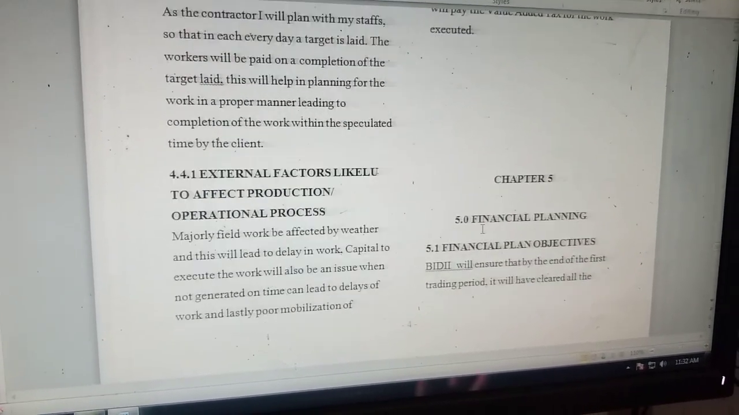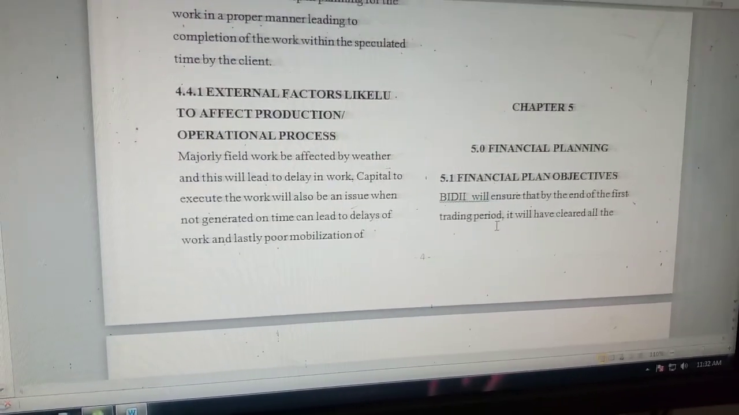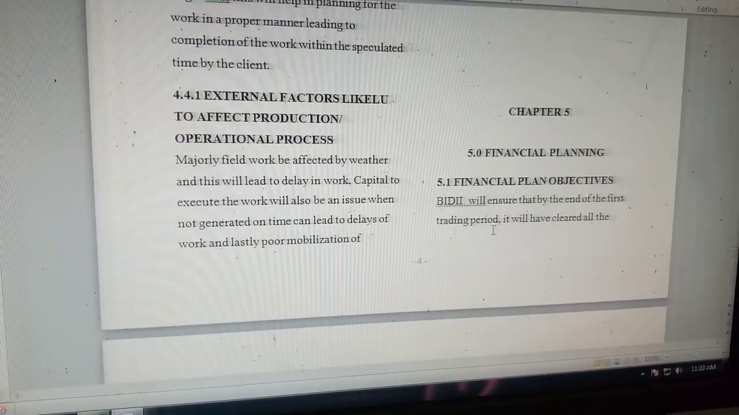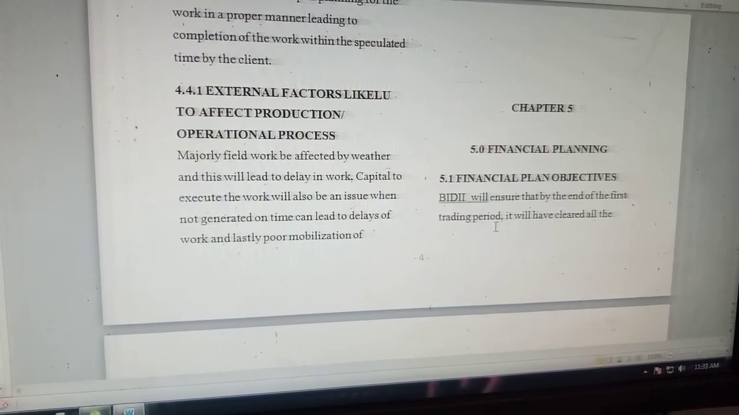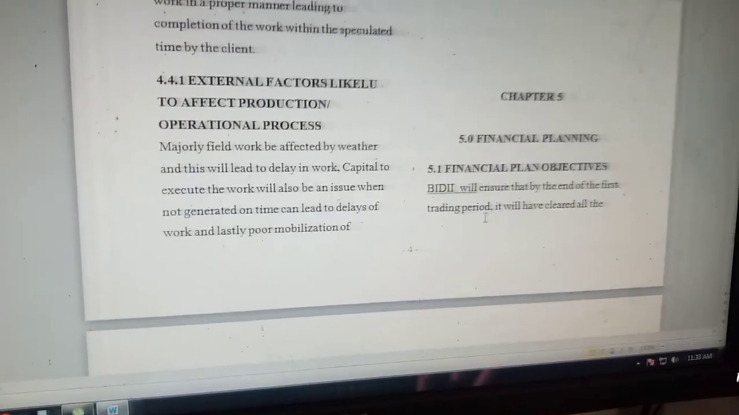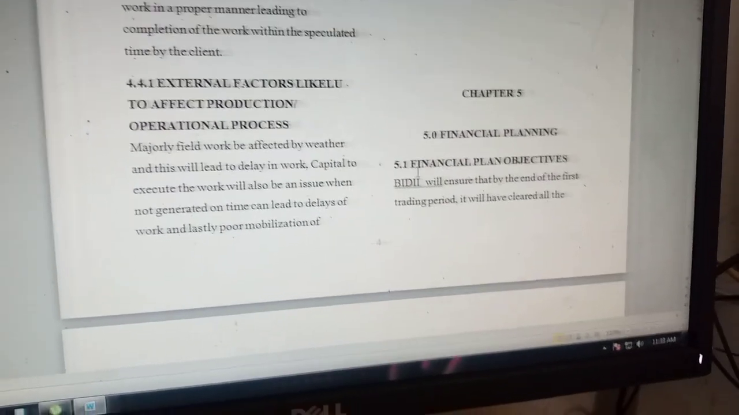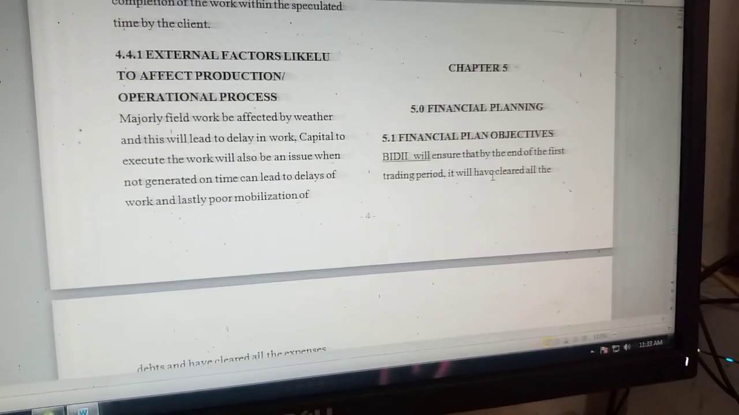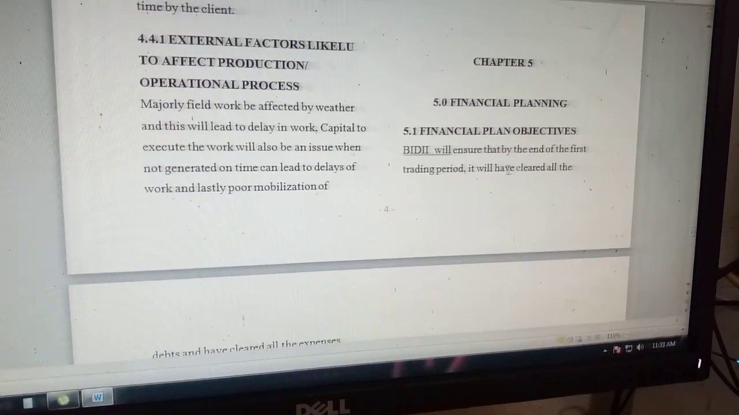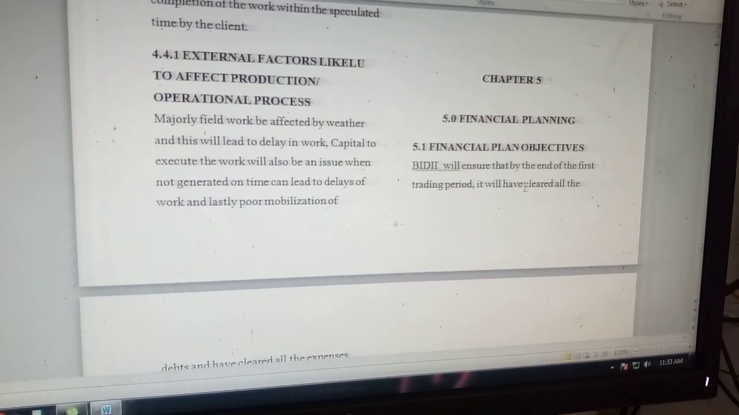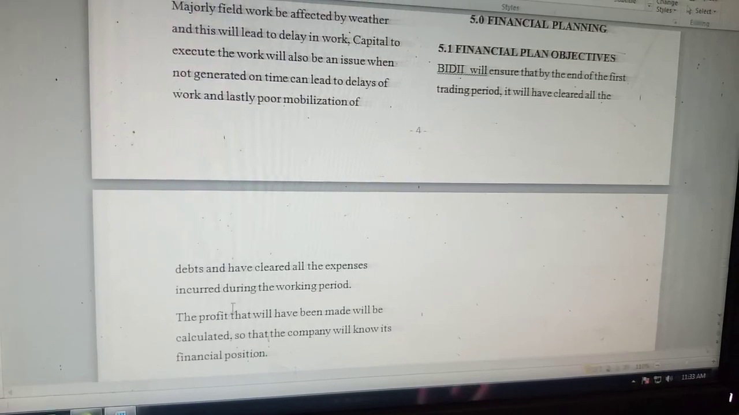Then you'll proceed to the last chapter, which is chapter 5. Chapter 5 is about the financial planning. When you are setting up a business, your business must have the capital that you'll start with the operations of your business. So the financial planning, you have the financial plan objectives. BD will ensure that by the end of the first trading period, it will have cleared all debts and have cleared all the expenses in card.